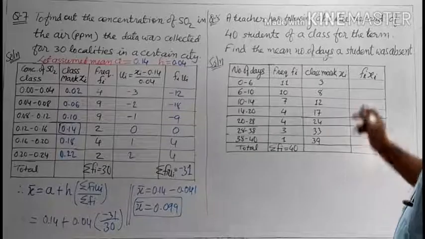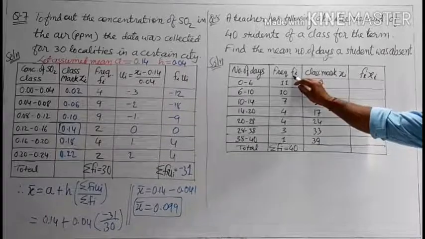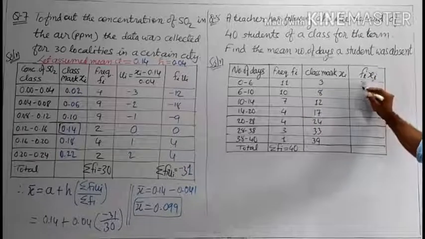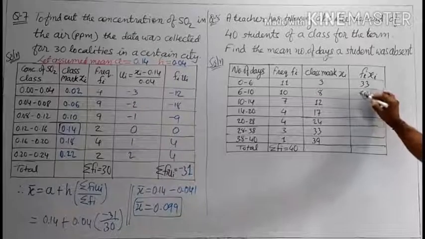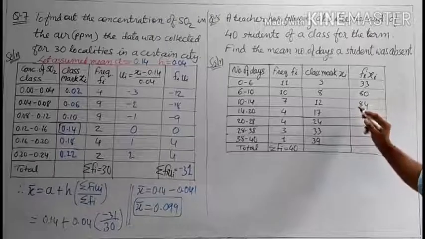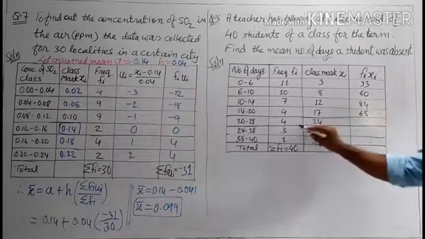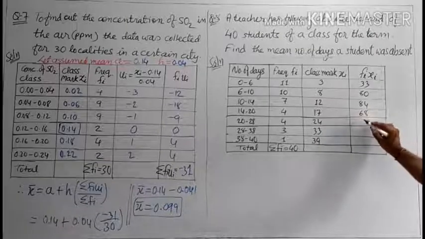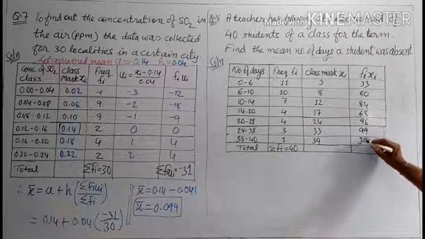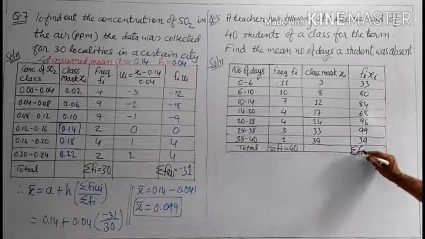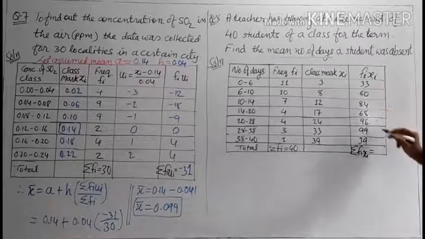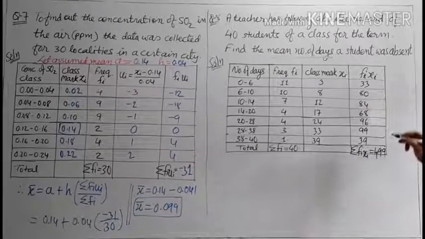Now our question is to find the mean by the direct method. So we have to go for the summation of fi xi, the product. 11 threes are 33, 10 eights are 80, 7 twelves are 84, 4 seventeens are 68, then 4 twenty-fours are 96, 3 thirty-threes are 99, and 1 thirty-nine is 39. So here is sigma fi xi, the summation of these products. What is the sum? On adding these, we get 499 in total.